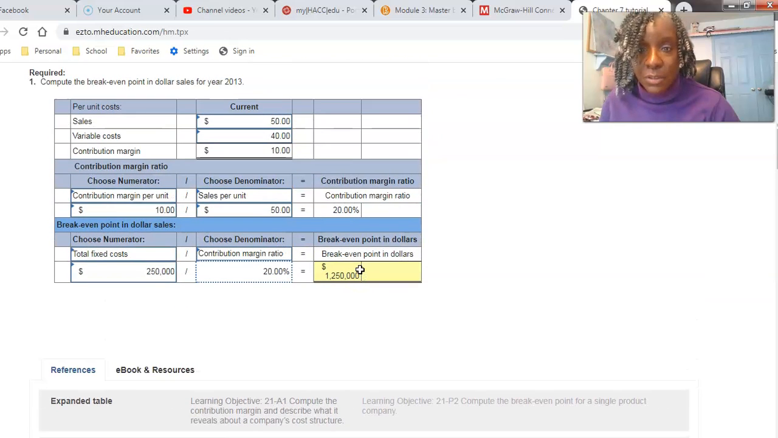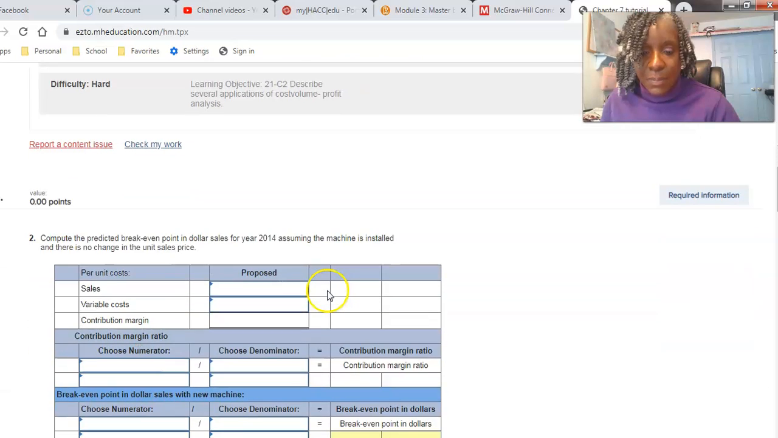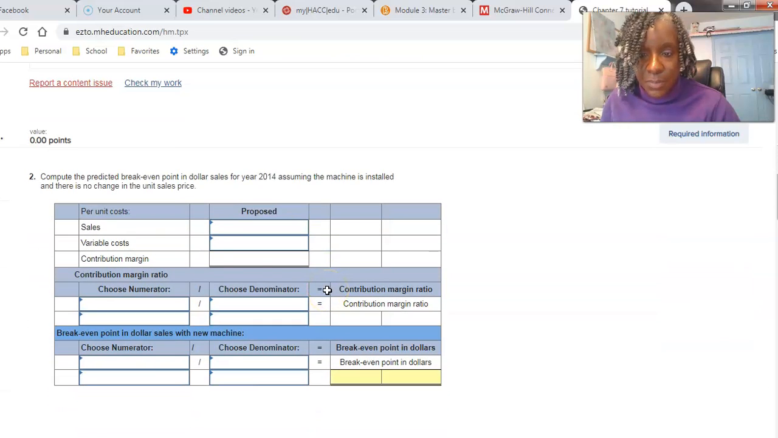They have a real number that they can rely on. If we were to do this, this is where we need to be, a break-even point. If we need to be at a break-even, we cannot incur any additional losses. So let's think about the next problem here. We're going to compute the predicted break-even in dollars for the year, assuming the machine is installed and there's no change in the sales price. Think about this problem for a moment, and then we're going to work it through together.